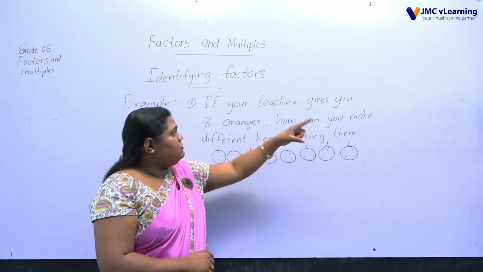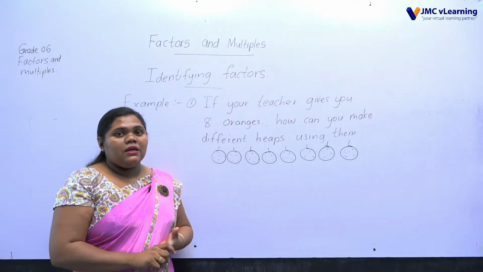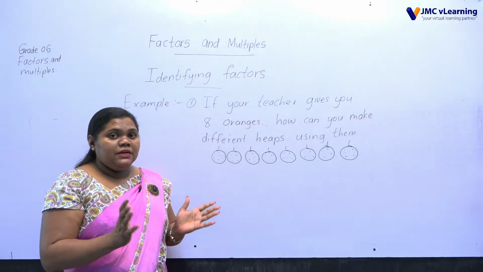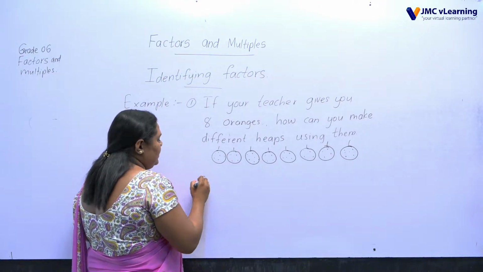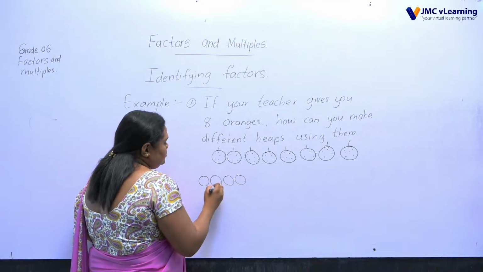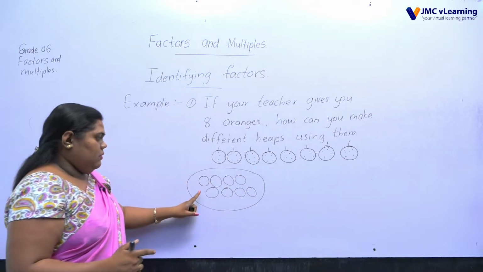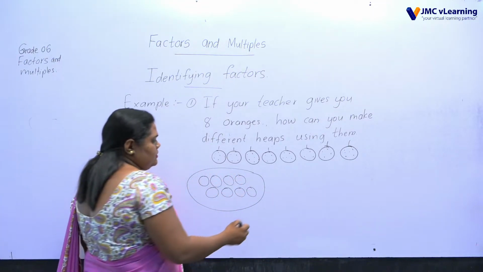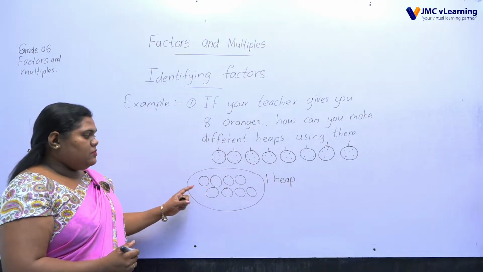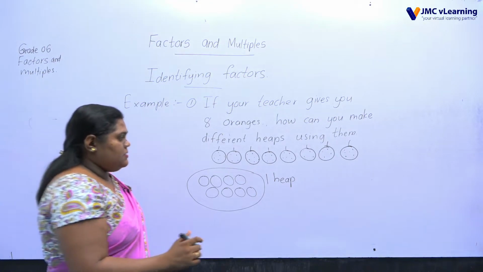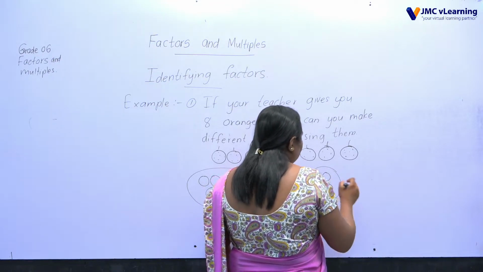If your teacher gives you 8 oranges, how can you make different heaps using them? First, you can get 8 oranges together and make one heap. 8 oranges are there, so there is one heap. Or you can divide this into 2 parts. It means 4. In here one heap contains 4 oranges.